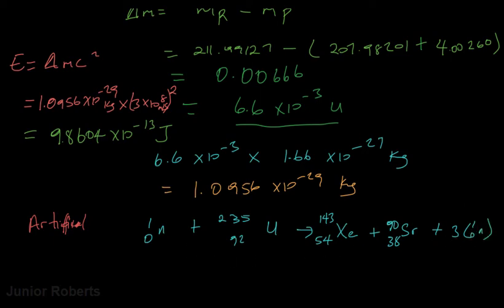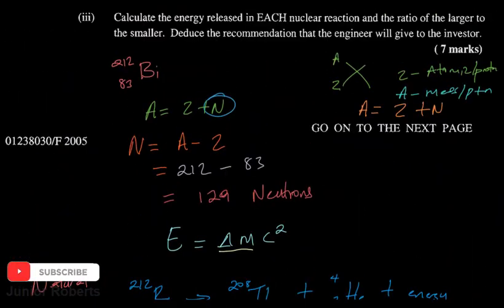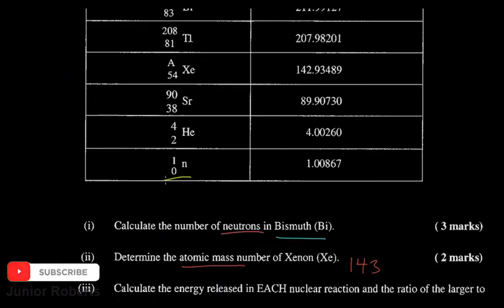So now, again, we need to find delta M. We say that delta M is the mass of the reactants, in this case we have 2 reactants, minus the mass of our products. So now we can write that the mass of our reactants is our neutron and the uranium. So we're going to find these masses in atomic mass units. So we're going to go back to our table.